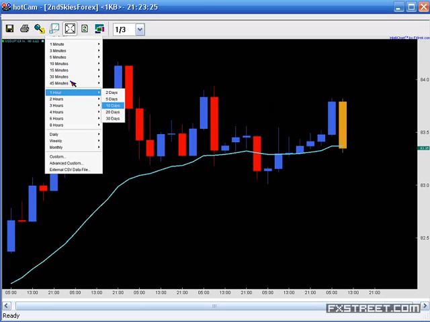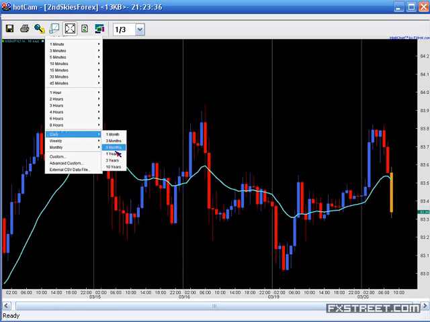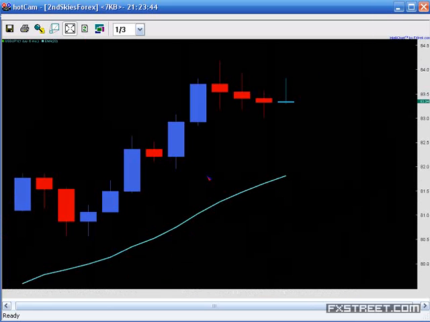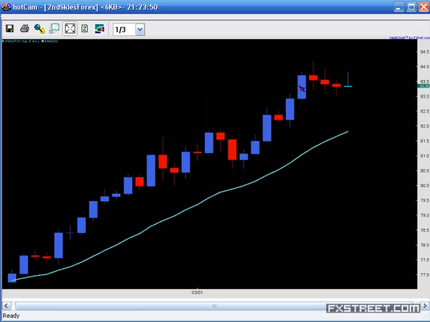Okay, so dollar-yen, actually I should start with the daily. Okay, so I wrote about this both on my Facebook and I blogged about it as well. Do you see how we have this kind of 3 doji-like pullback?